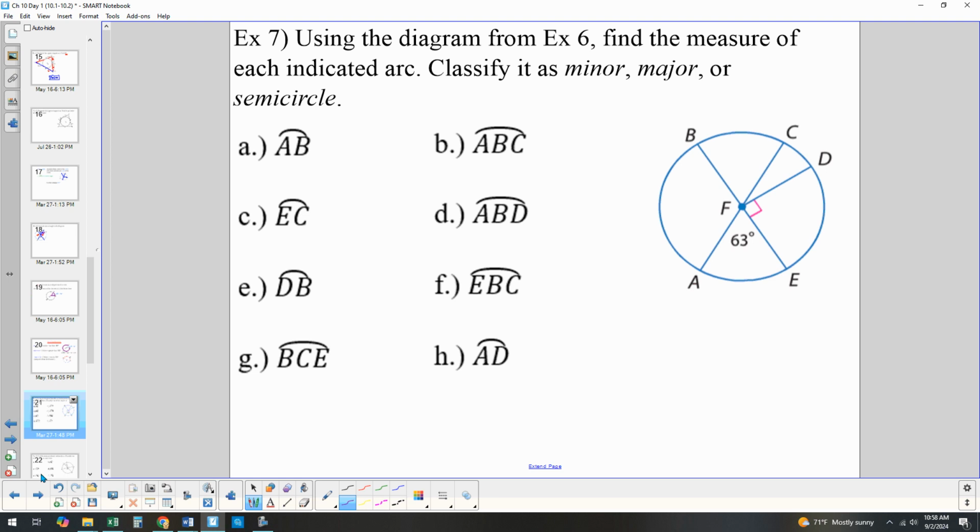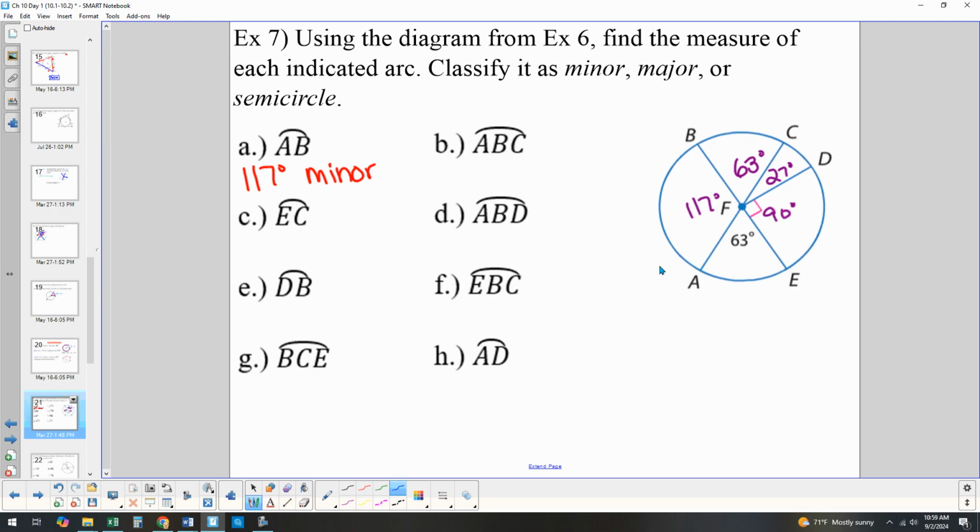So we're going to use the diagram from example 6. So I'm going to rewrite my numbers in here. This was 63 degrees, 27 degrees. I'm going to write the 90 and the 117. So arc AB. The shortest way to get from A to B is this way, and that's 117 degrees. And we know two letters is automatically a minor arc.